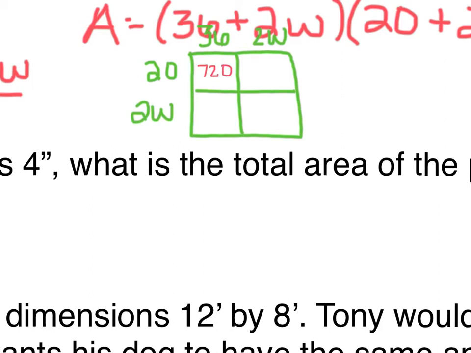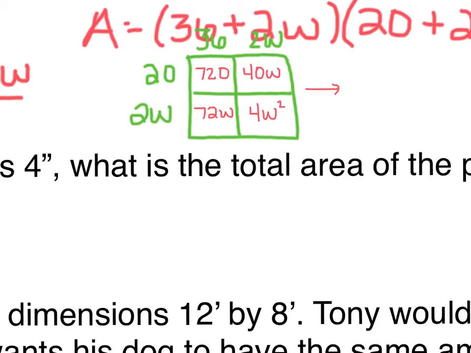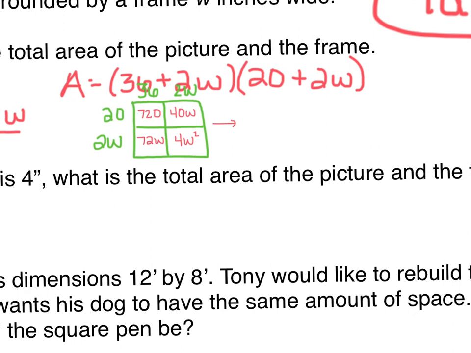Okay, 20 times 2W is 40W. 2W times 36 is 72W. And 2W times 2W is 4W squared. So when I put all of that together, I'm left with an answer, and I'm going to write my answer in standard form: 4W squared plus, let's add these together, so that's 112W, and then plus 720.